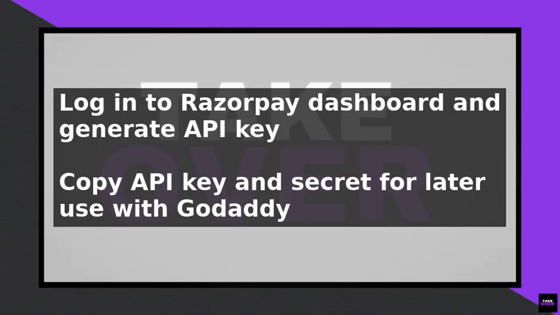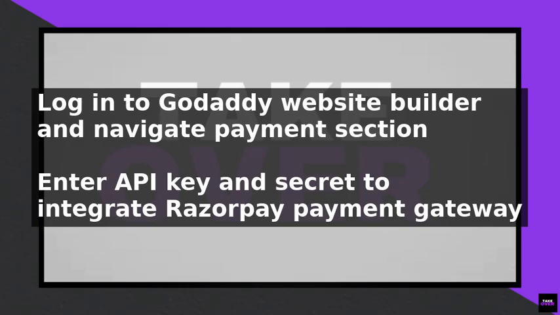Copy the API key and API secret. You will need these later. Now, log into your GoDaddy website builder and navigate to the Payment section. Look for the Razorpay Payment Gateway option and click on it. If you don't see Razorpay as an option, you may need to install a third-party plugin or extension.